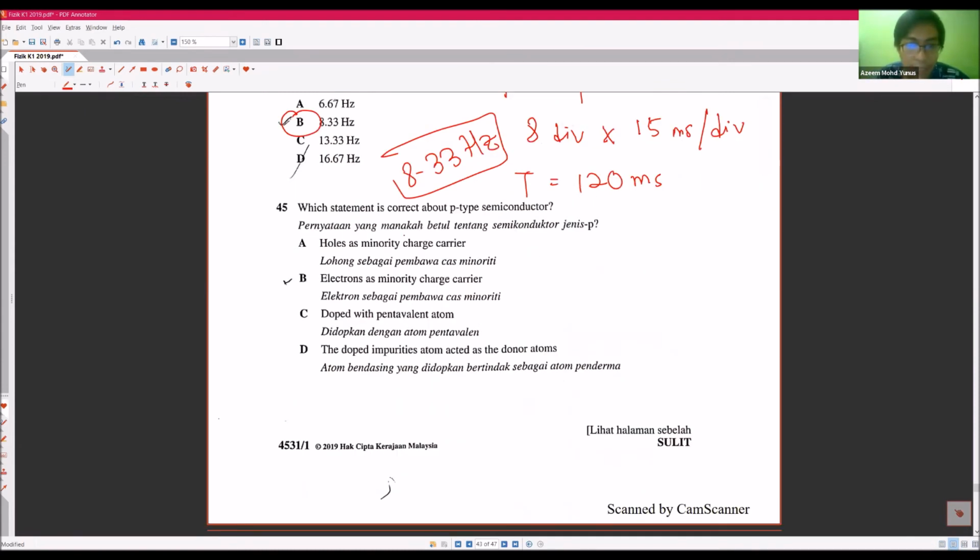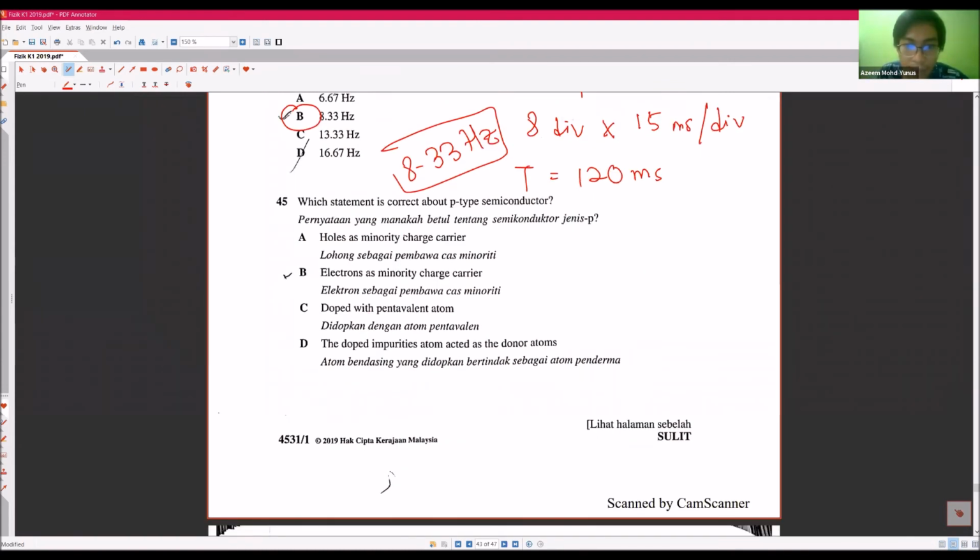45. Which statement is correct? Semiconductor. So that means that is the majority charge carrier.